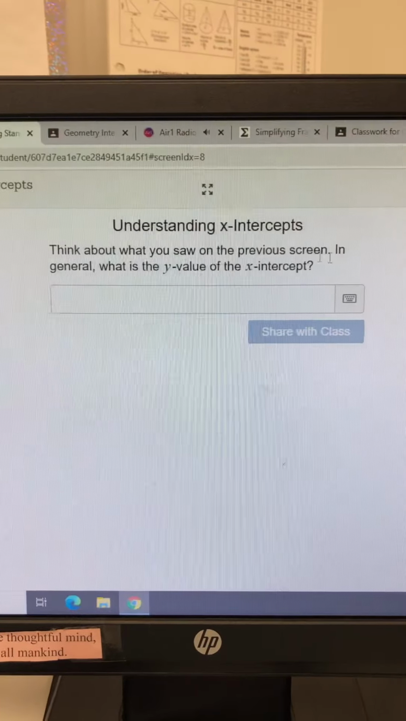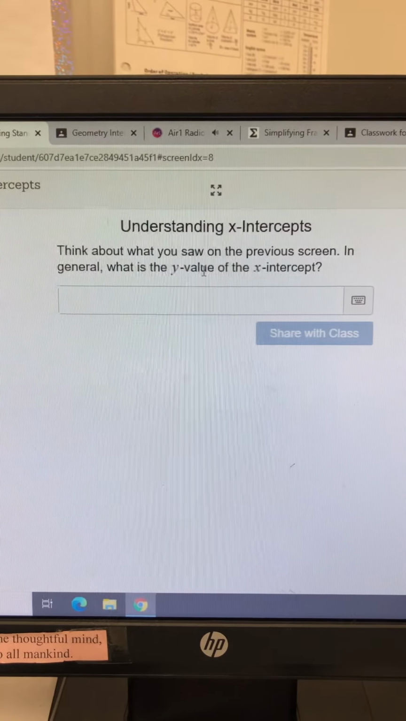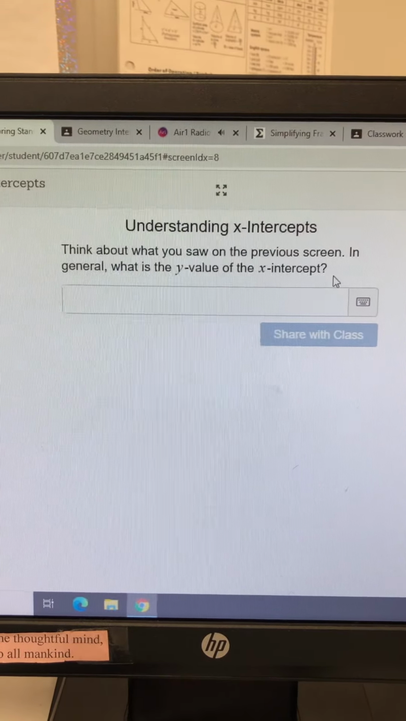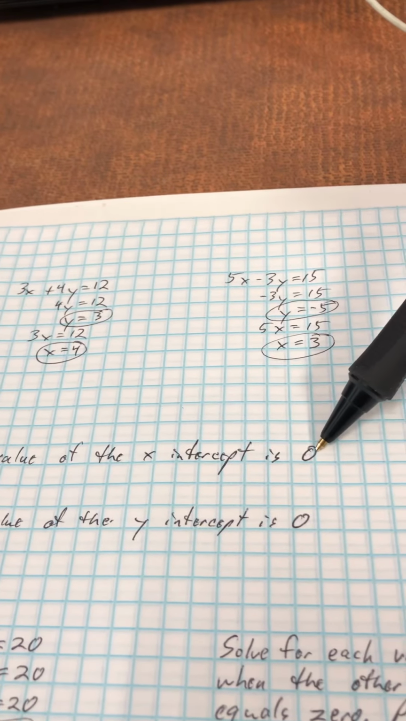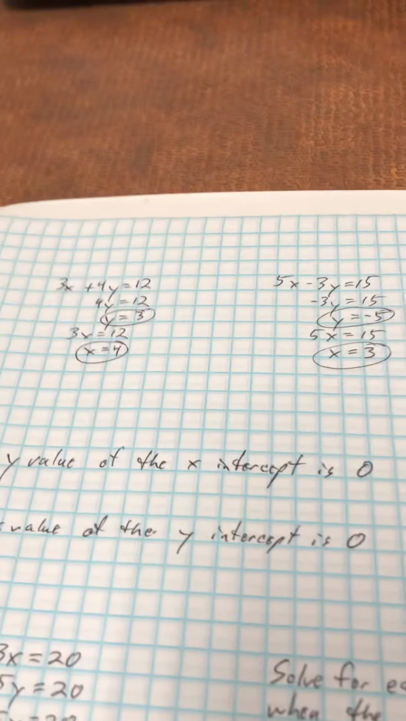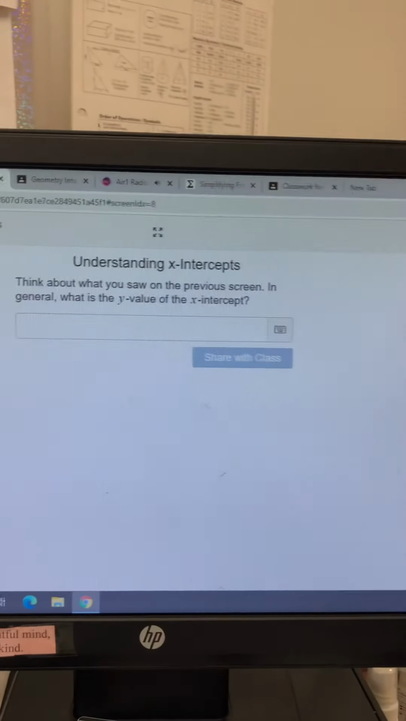Think about what you saw on the previous screen in general. What is the y value of the x-intercept? So in general, the y value of the x-intercept is 0. Okay. All right. Next.